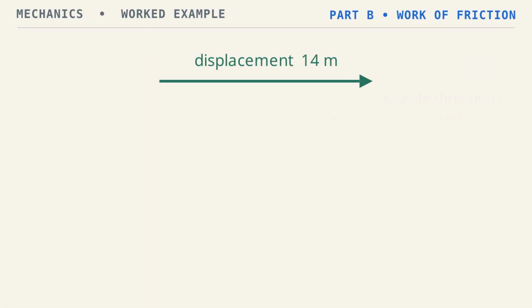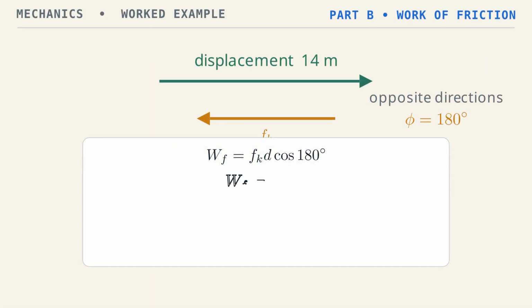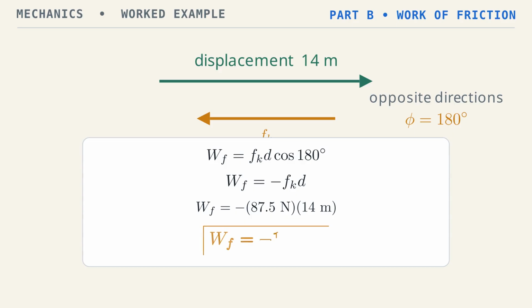Friction points directly opposite the displacement, so the angle between the vectors is 180 degrees. Its cosine is -1. Therefore, the work of friction is minus Fk times the distance. Using 87.5 newtons and 14 meters gives -1225 joules. The negative sign means friction removes mechanical energy from the sled.